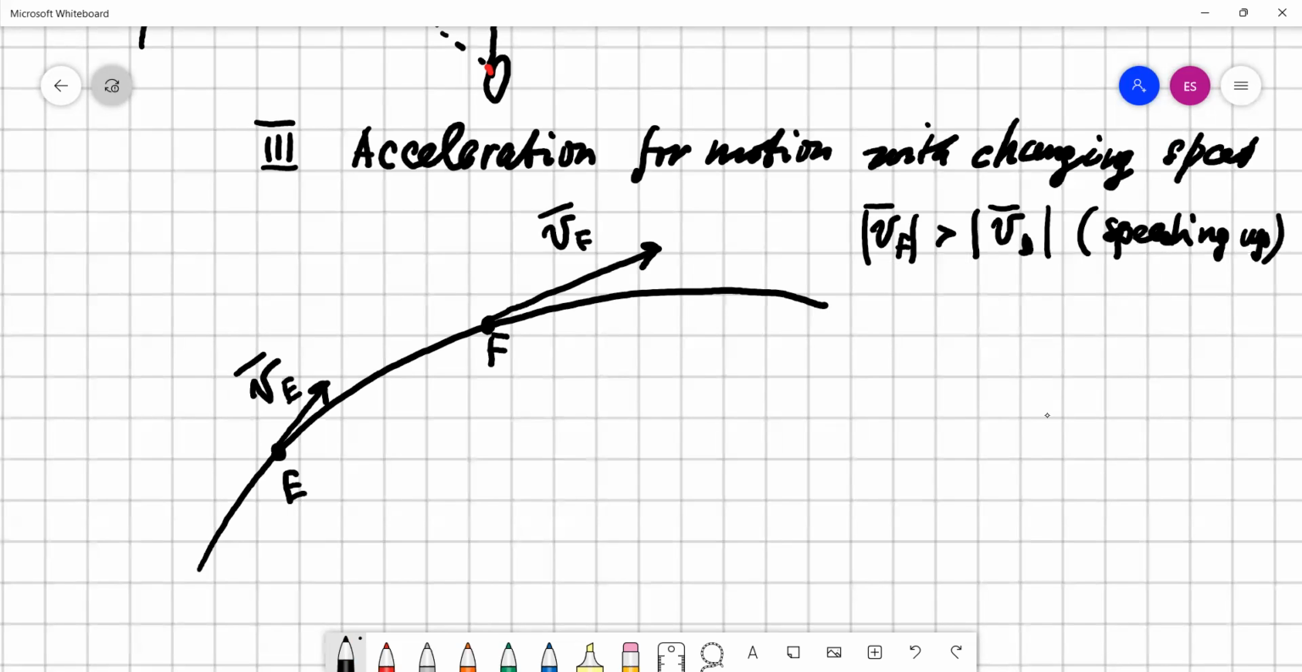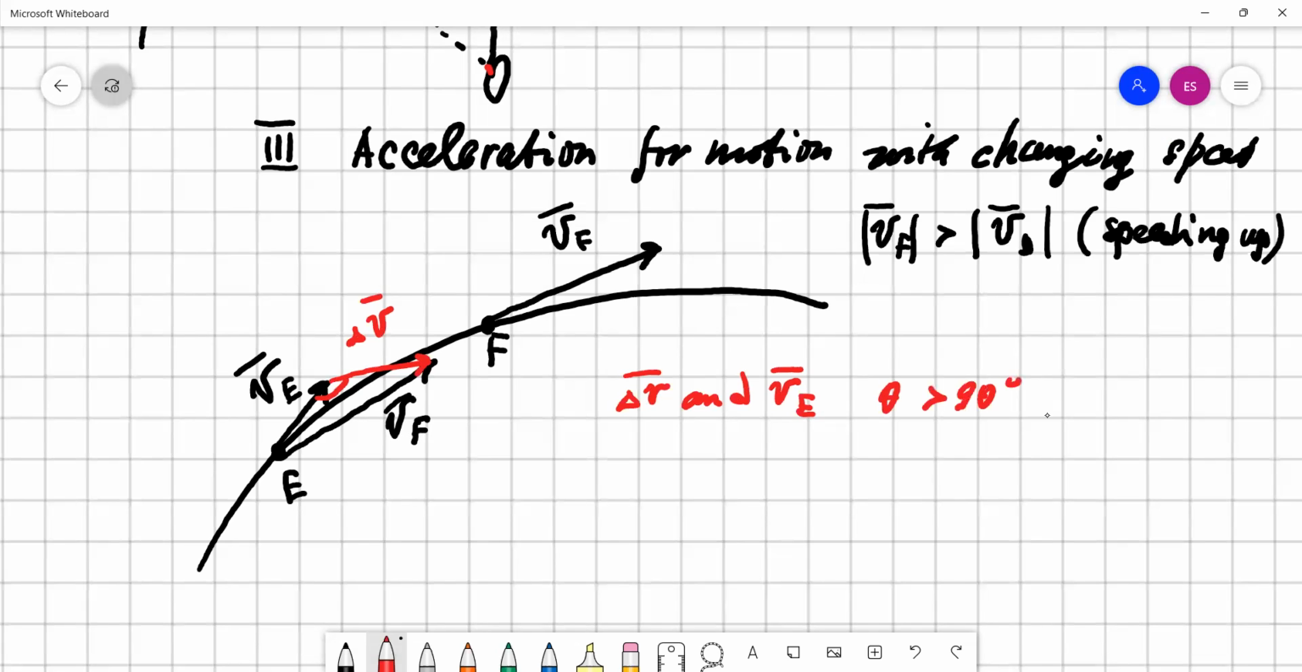Object is speeding up. Okay, now, if we draw these 2 vectors from the same point, I'm going to copy as much as I can my vector VF over here. And then we draw the delta V vector. Delta V vector is not going to have a 90 degrees angle anymore, right? You see that delta V vector actually has the angle over here between VE and delta V. Angle theta is more than 90 degrees.